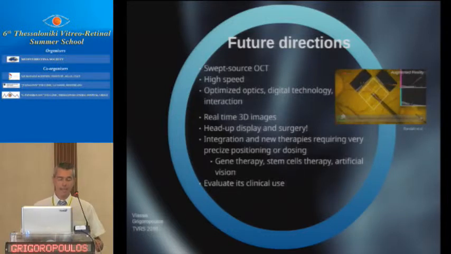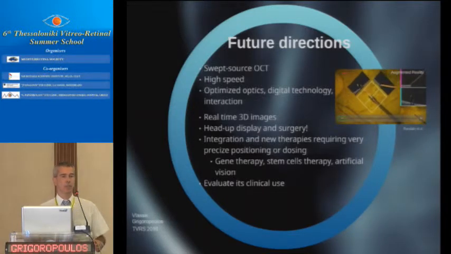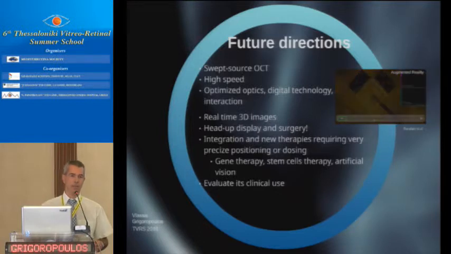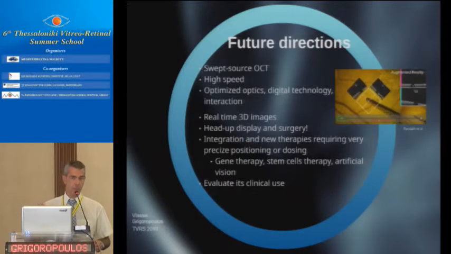And also we could integrate new therapies that require very precise positioning or dosing of your drugs. For example, imagine gene therapy. You want to have your vector and the gene positioned at the exact layer of the retina. How can you be sure that you delivered the drug exactly at the layer that you want? With OCT, when you see the tip of your needle, you see exactly where you are in the retina, and then you can inject your gene exactly where you want it.